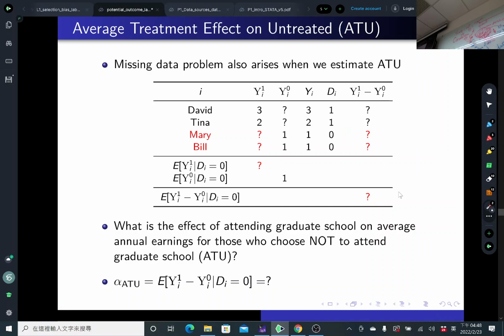So it's the average treatment effect on the untreated. We usually say it's ATU. And again, we can only observe the Y0 for the control group. We all know they can earn just 1 million dollars, but we don't know what if they go to graduate school. What's their potential earning if they go to graduate school?